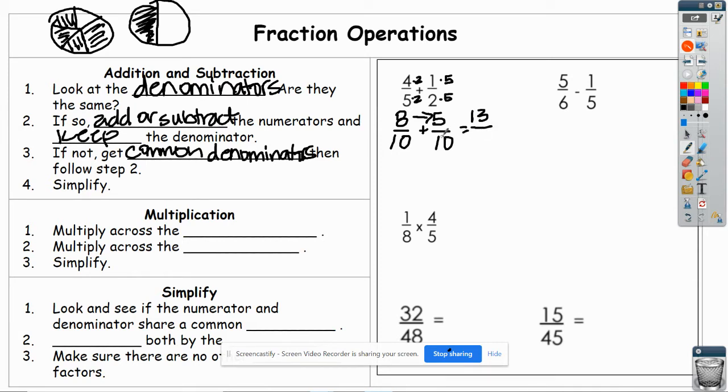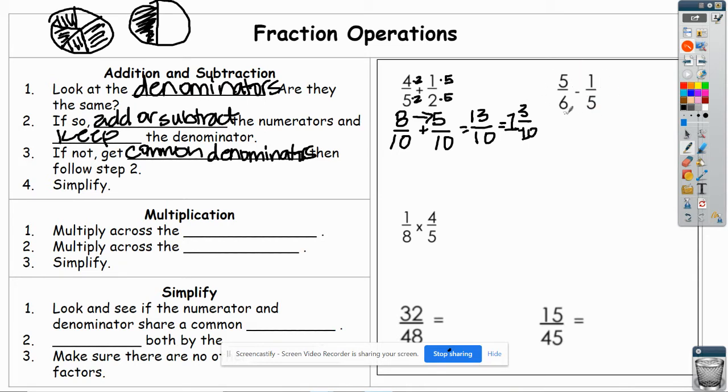I have 13 out of 10. And that means I have more than a whole, because I've got a whole 10 parts plus another 3 parts. So that means I have 1 whole and then 3 parts out of 10. So that's my answer for this problem here. Now we do subtraction the exact same way.